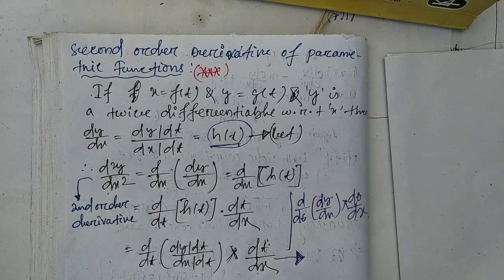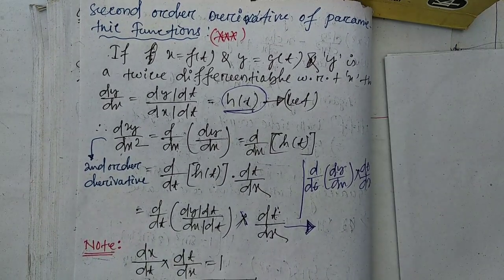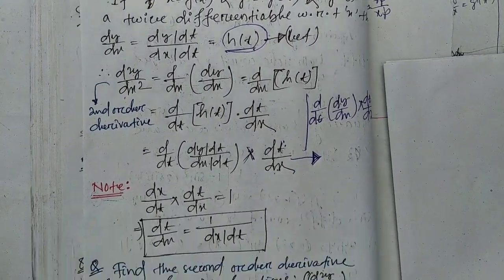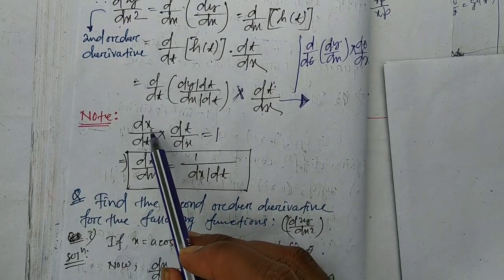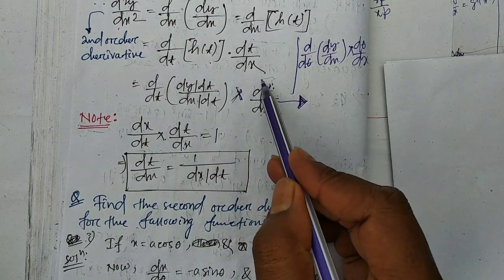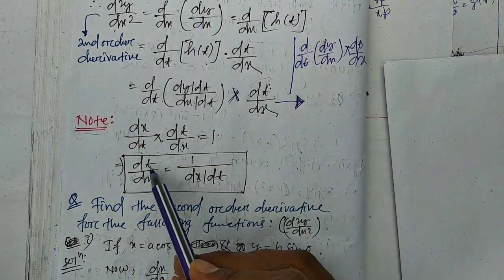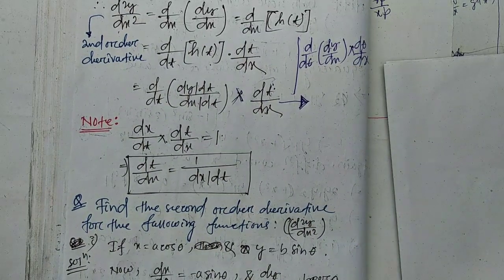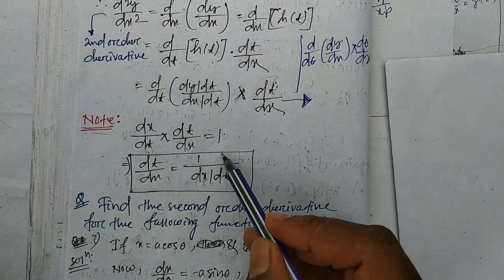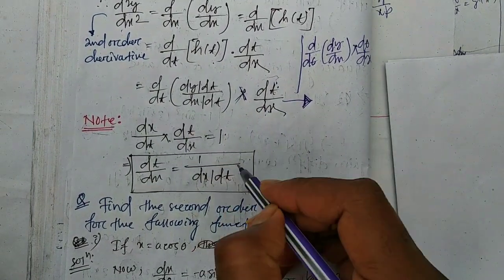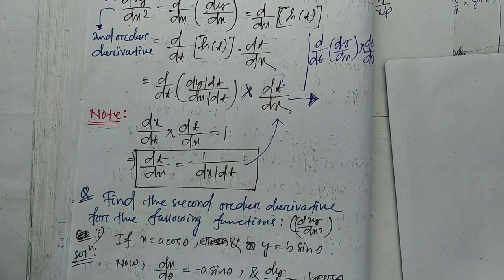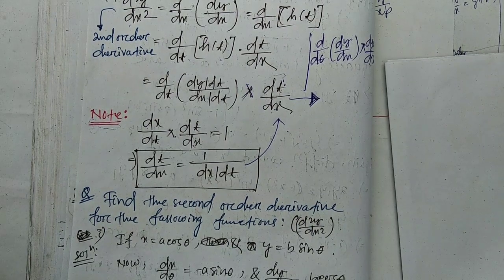Okay, so just remember one important thing, which is written in the form of a note. Everyone look at this relation: dx by dt into dt by dx is 1. Here we have to put dt by dx, but we only have the value of dx by dt. So we just have to find its reciprocal, just divide 1 by that term. Then you have to multiply this term, taking the reciprocal of dx by dt. In this way we can obtain the second derivative.